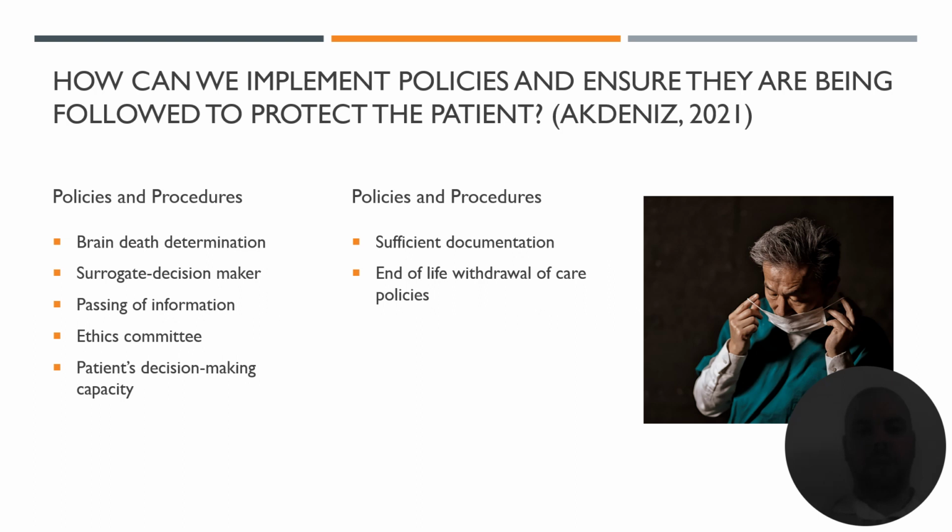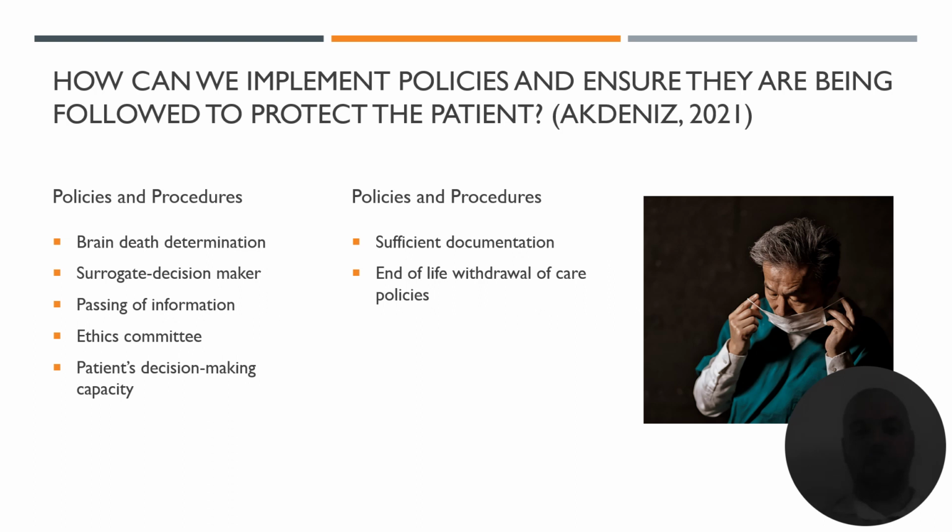How can we implement policies and ensure they are being followed to protect the patient? Policies and procedures are put into place so that the patient and the staff can be protected, and so that situations like this one, where the family is at odds over the patient's care plan, can be rectified more quickly. There are many policies that can be implemented, but ensuring that the staff follows them is a whole other problem.